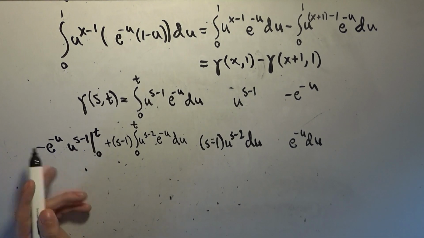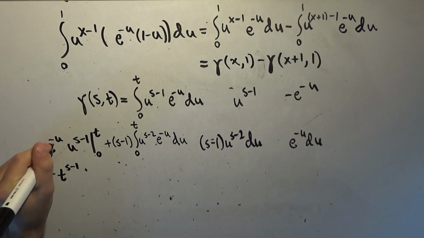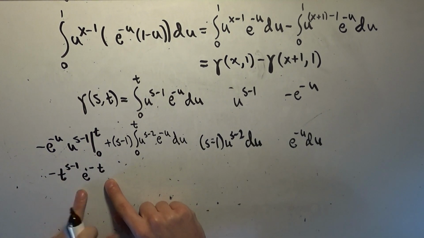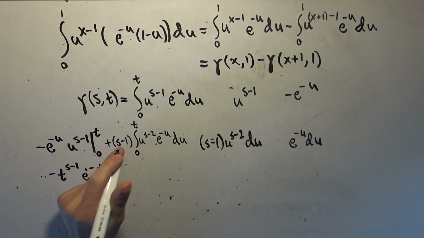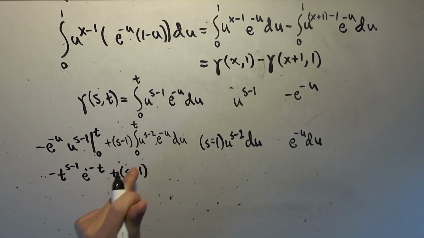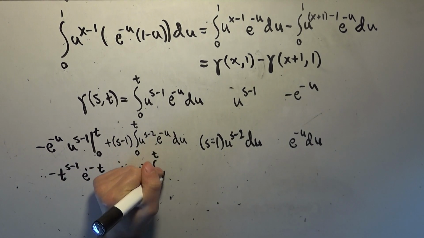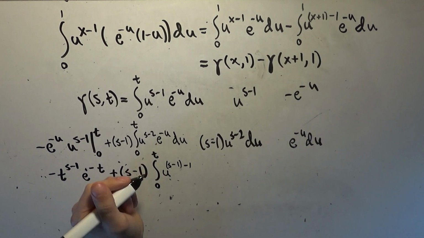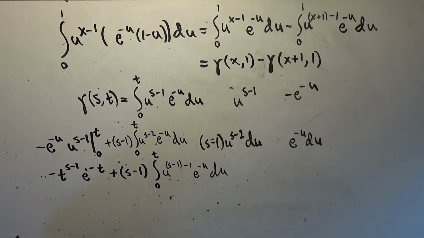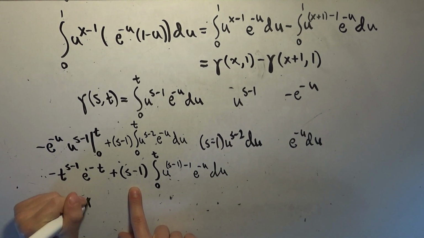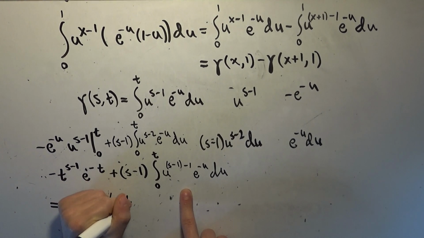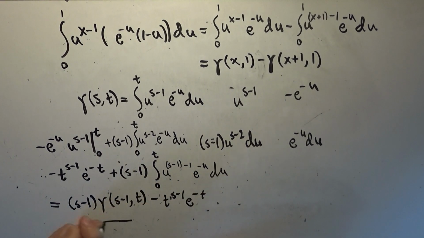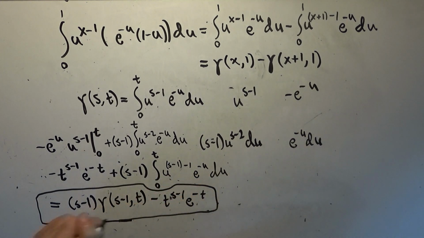And if we plug in t, we get negative t to the s minus 1 times e to the negative t. So once you've picked s and t, this is just some constant, right? You just plug the numbers in and you just get a number. And here we have plus s minus 1 times the integral from 0 to t of u to the power of s minus 1 minus 1, because s minus 1 minus 1 is s minus 2, times e to the negative u du, and this of course simplifies to be s minus 1 times little gamma of s minus 1 comma t minus t to the s minus 1 times e to the negative t. So this is the recurrence relation for little gamma, or the lower incomplete gamma function.